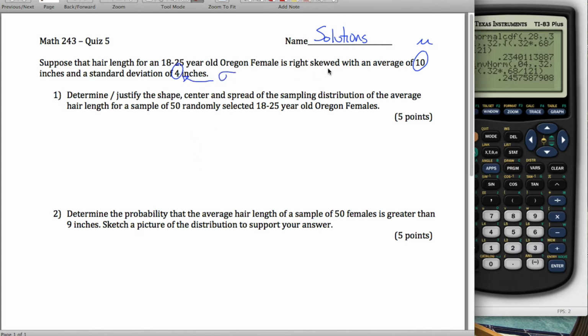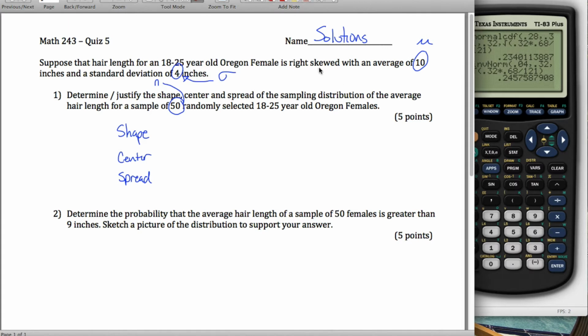And it's right skewed. Don't worry, that's not a problem. Determine and justify the shape, center, and spread of the sampling distribution. That's key. We're talking about the shape, center, and spread for the average of a sample of size 50. This right here would be my value of n. That's key. This is kind of a trick question.